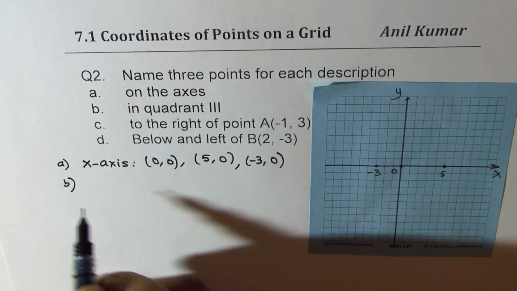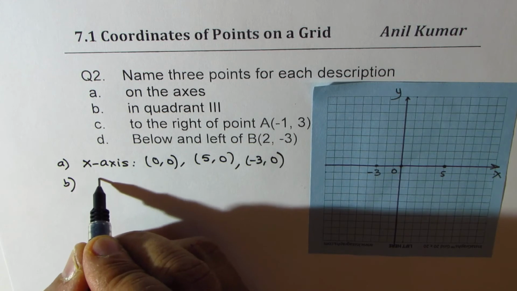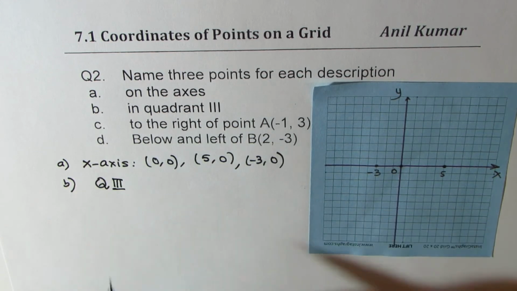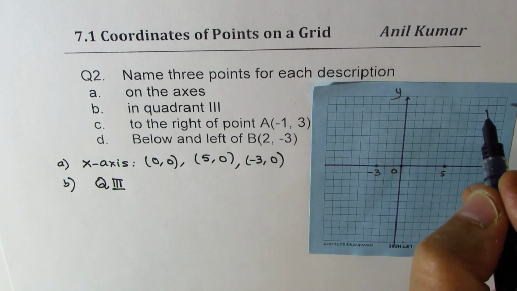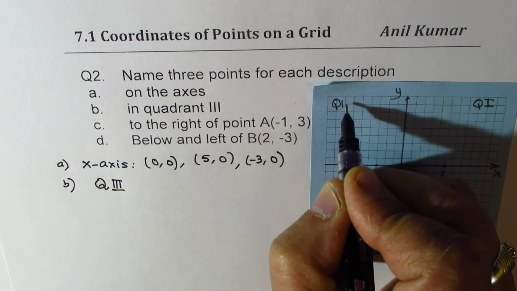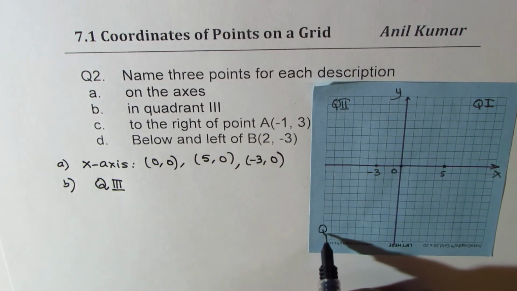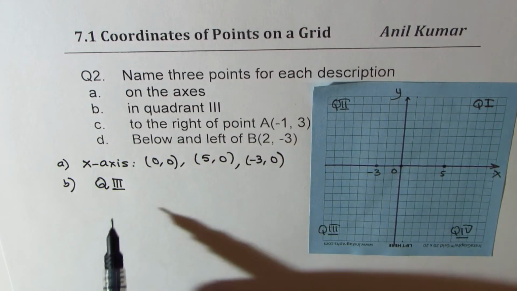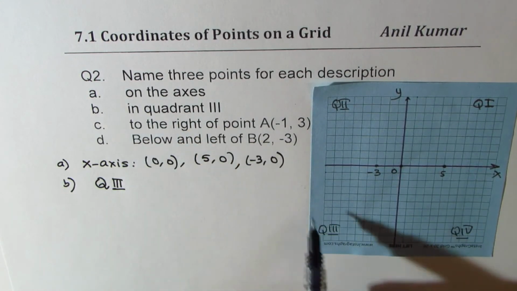Let's look into part B, which is quadrant 3. Sometimes we write quadrant with capital Q and Roman letters 3. As you have seen, this is quadrant 1. This is quadrant 2 for you, correct? That is quadrant 3 and quadrant 4. So we need to provide 3 points in quadrant 3.